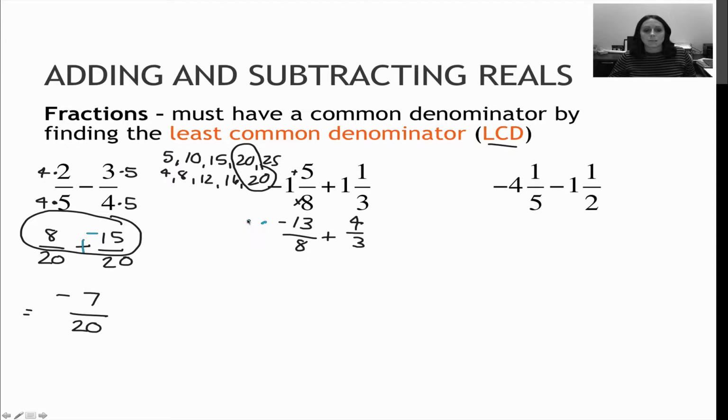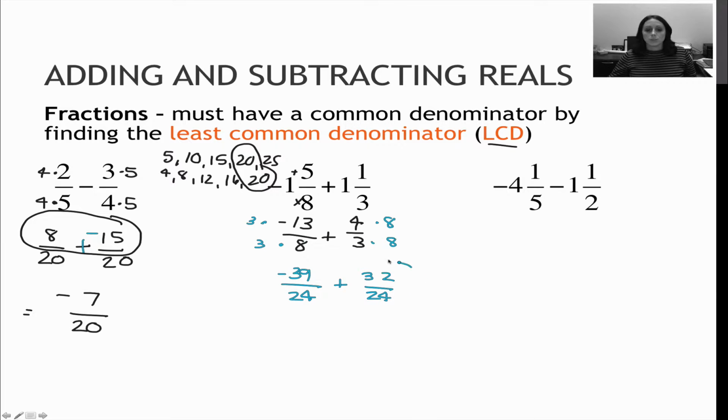So I'm going to take this times 3, and this times 3, which gives me negative 39 over 24. And on this one, I'm going to take it times 8 and times 8. So that's 32 over 24.